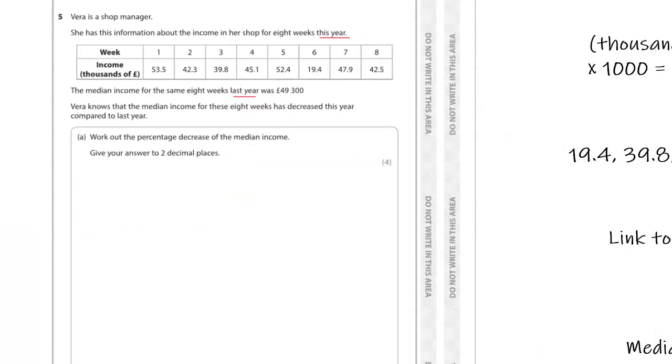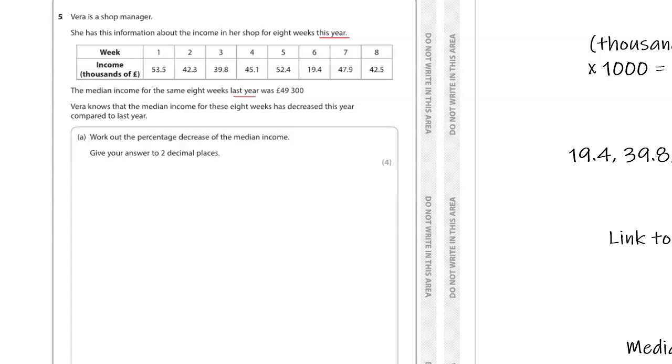Let's decide what we have to do first. So again, going back and reading the question, Vera is a shop manager. She has this information about the income in her shop for 8 weeks this year. Okay, and it's got the table showing that. The median income for the same 8 weeks last year was 49,300. Vera knows that the median income for these 8 weeks has decreased this year compared to last year.